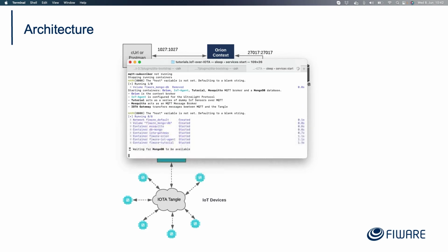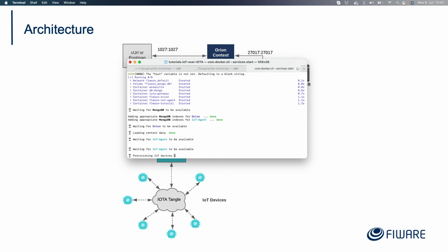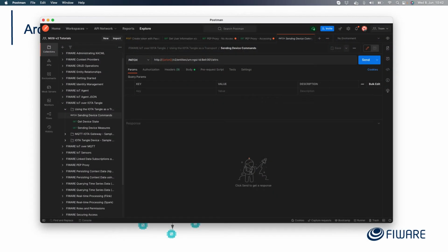This one is going to be running on MQTT for its, I think it's Ultralight protocol. So we're just waiting for Orion to come up, and we're provisioning some devices. At this point, we can just go into the Postman collection and have a quick look to see what we've actually got. So let's see how many devices we've got. Connecting to devices. Where is it?